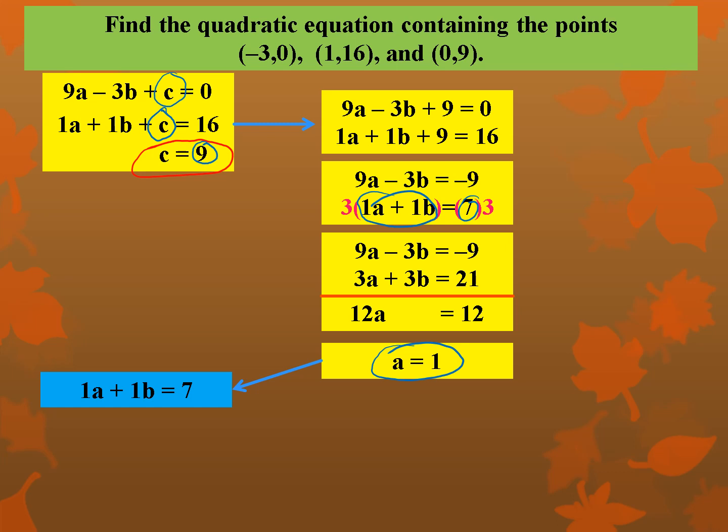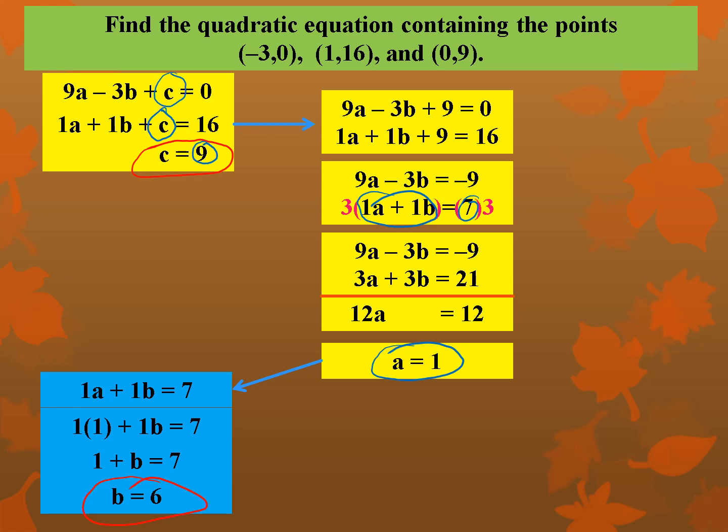So 1a plus 1b is 7. So I substitute in 1 for a. 1 times 1 is 1. So 1 plus b is 7. Subtract 1. I get b is 6. So, woo! I've got A, B, and C.